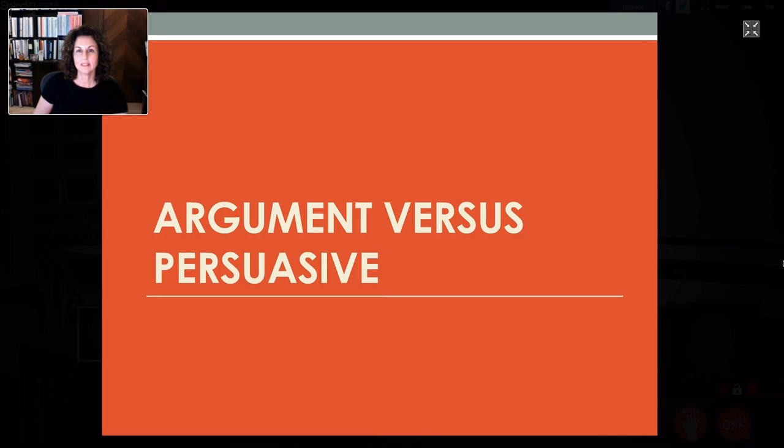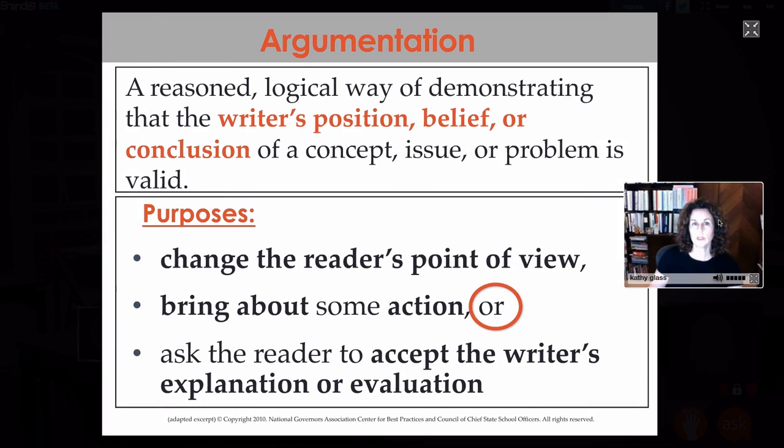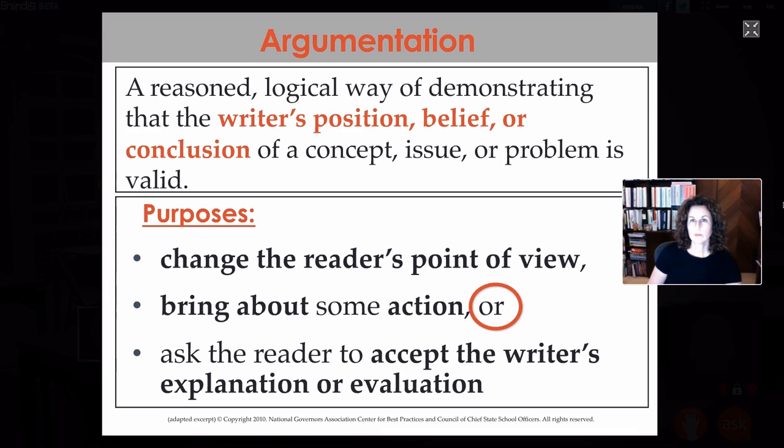Okay. Next. All right, so this is just the foundation so that you're really clear on what argumentation is, and you can check out this slide. Notice at the bottom, there are three bullets on purposes. You don't need to have all three of these. So when you talk about argumentation, it might be to change the reader's point of view, or it could be to bring about some action. You don't always have to bring about some action, but there are certain topics where that would be the case. So you may not have a situation where kids are going to approach all three of these. Next.